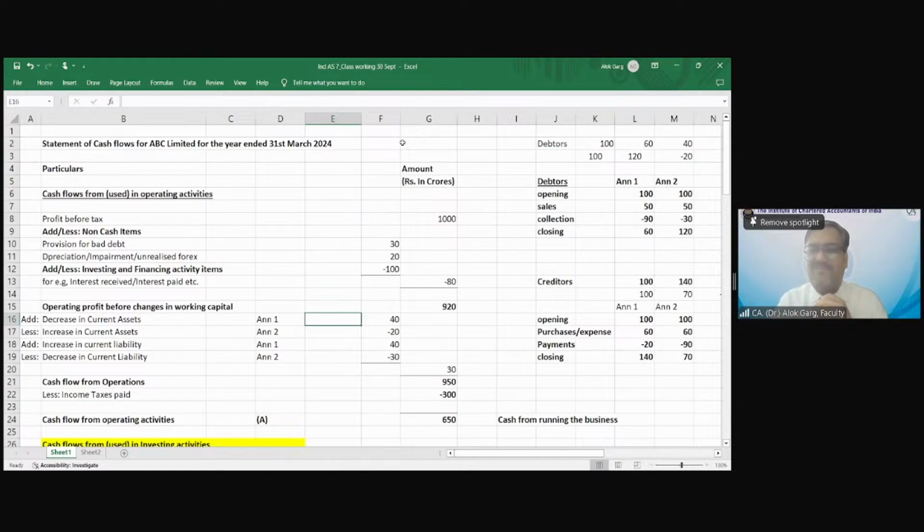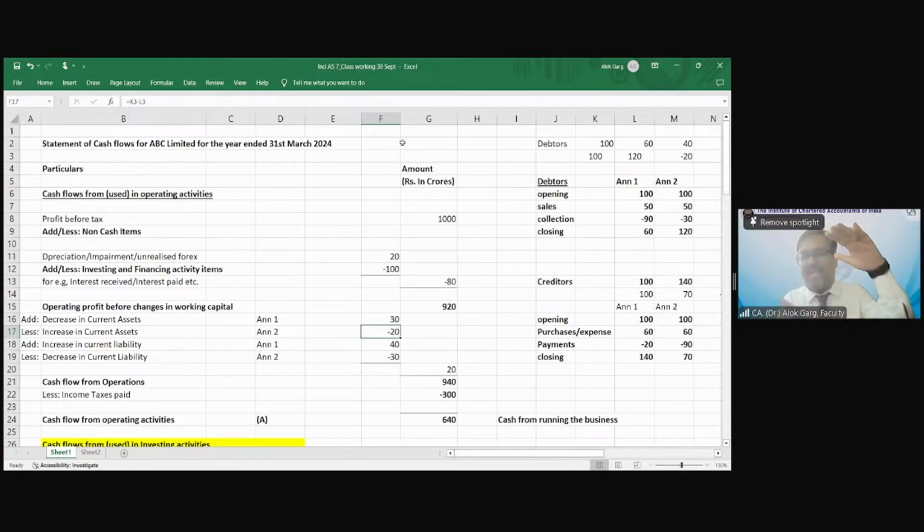It has been adjusted in provision for bad debts. It has been already adjusted in provision for bad debt, right? So one adjustment has already been taken. So either you can adjust here, or what you can do simply, directly, what you haven't received any money from the debtors, but 30 rupees has been adjusted in the P&L. So you can take this 30 rupees here also, right?